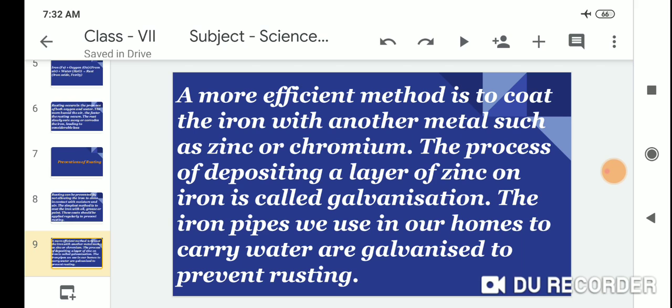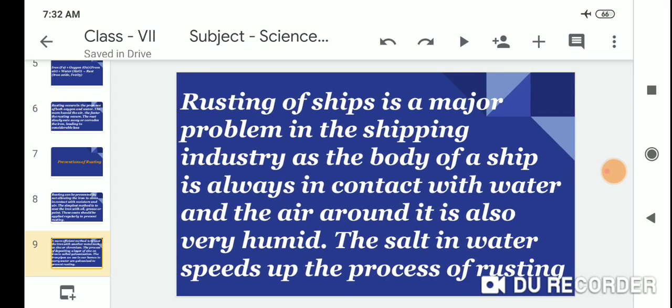The iron pipes we use in our homes to carry water are galvanized to prevent rusting.